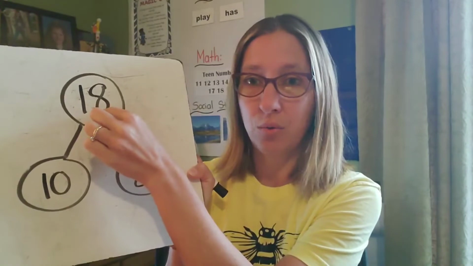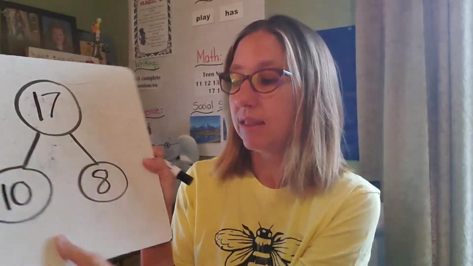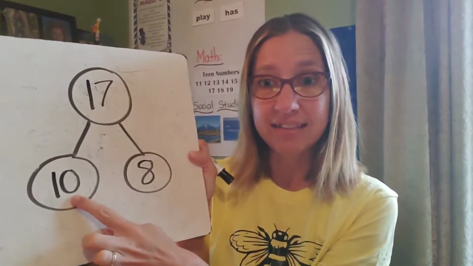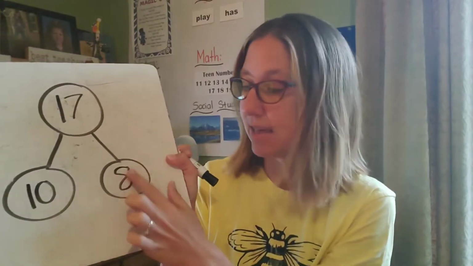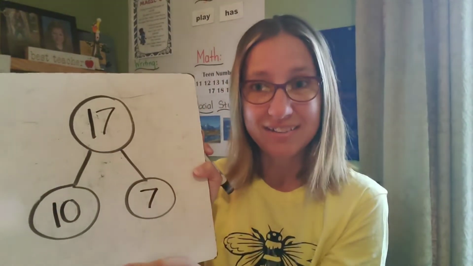This is our whole. Now, if I were to change this, let's say to 17, my 10 here would stay the same because there's still one group of tens. But my 8 over here would change to a 7 because 17 only has 7 ones.